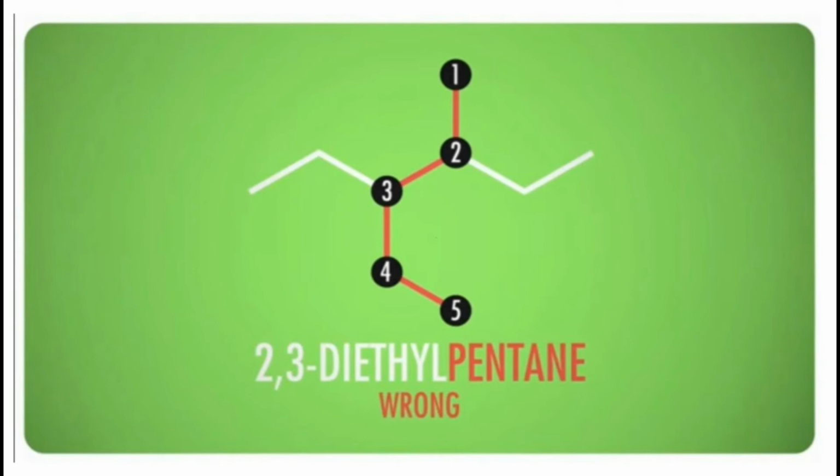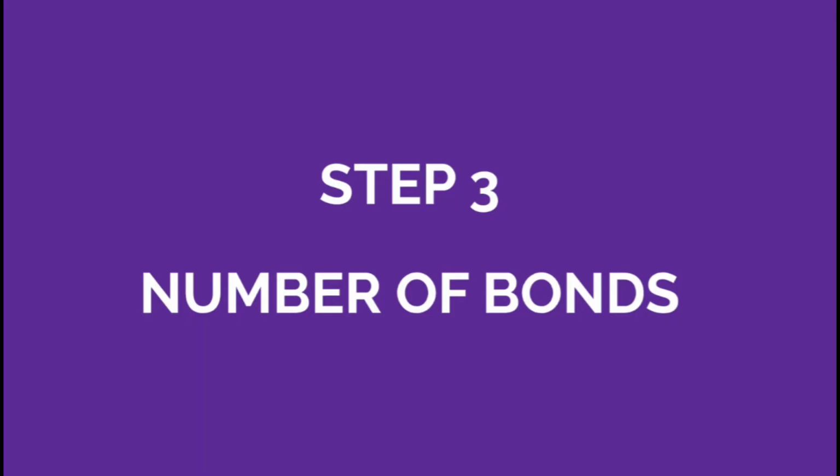Now that you know your longest carbon chain, you've got your prefix. Time to find out the suffix. If there's nothing but hydrogen and carbon, your suffix just depends on whether you have any double or triple bond. So, the third step will be number of bonds. If we have a single bond, we say "ane". For a double bond, we say "ene", and for a triple bond, we say "yne".